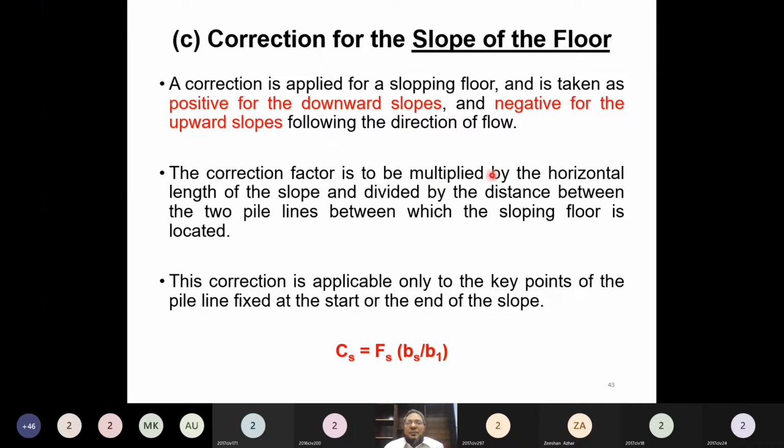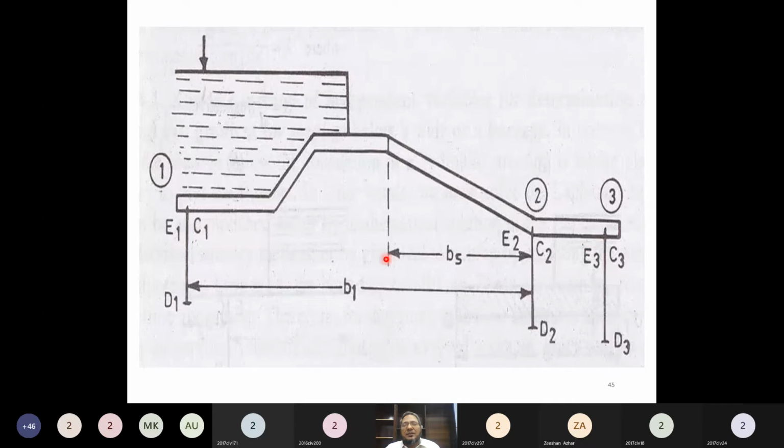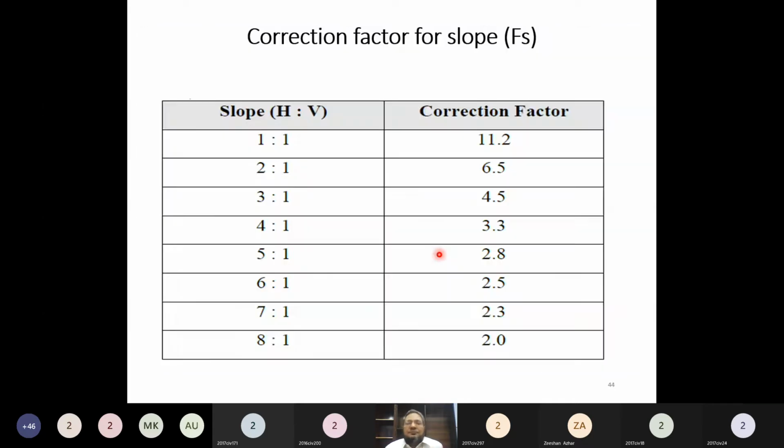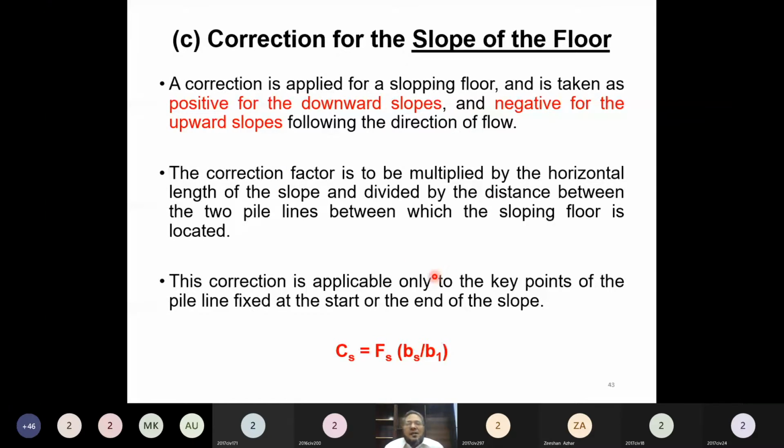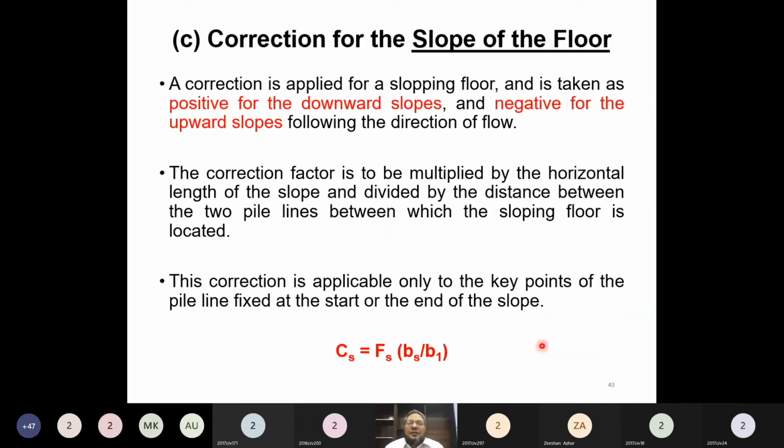So correction factor is to be multiplied by horizontal length of the slope. जो slope है उसकी length हम नहीं लेंगे, बल्कि उसका जो horizontal projection है वो लेंगे like this. So if this is the sloping length, तो हम इसका horizontal projection Bs लेंगे. Okay. And divided by the distance between the two pile lines, that is the B1. So that is the B1. So this pile line, this pile line. Okay, this correction is applicable only to the key points of the pile line. Pile line पे लगाने हैं, sheet piles की जो main key point है वहीं, और कहीं apply नहीं करनी है. What is the correction? So this is the correction for slope, Fs into Bs over B1.